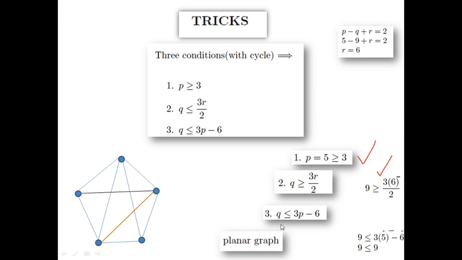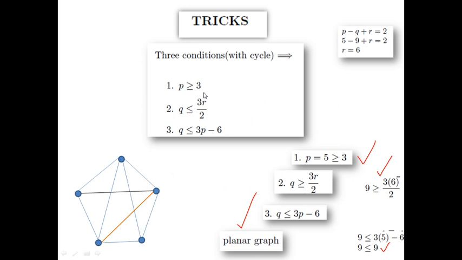Now you can see the third condition, Q less than or equal to 3P minus 6. The value of Q is 9, that is number of edges, less than or equal to 3 into number of vertices 5 minus 6. So 15 minus 6, that is 9. Of course, this also will be satisfied. Therefore, we can say that this graph is a planar graph.